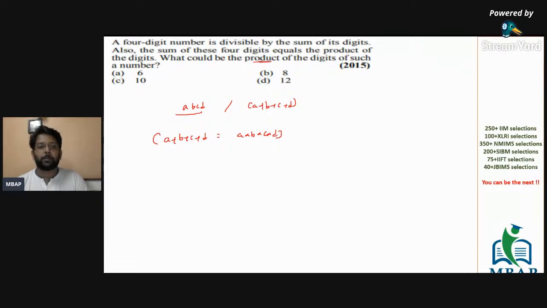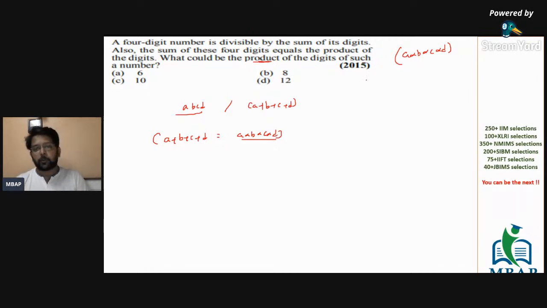Which of the following is going to be the product? Product is A into B into C into D. So the question is, if you have A, B, C, D, find the value of A into B into C into D. This is what the question is about. So what do we have to find? We have to find A into B into C into D.